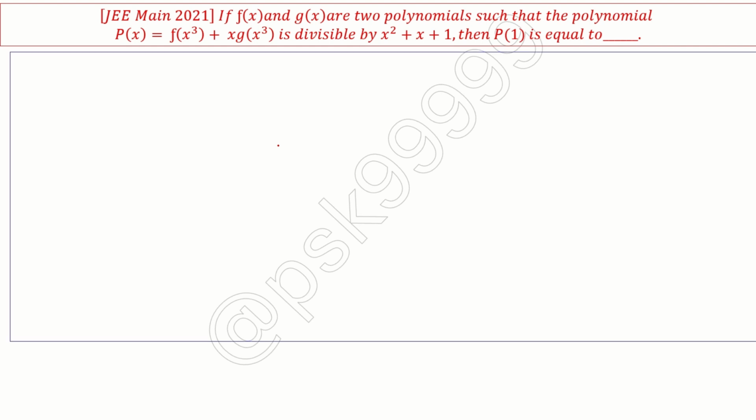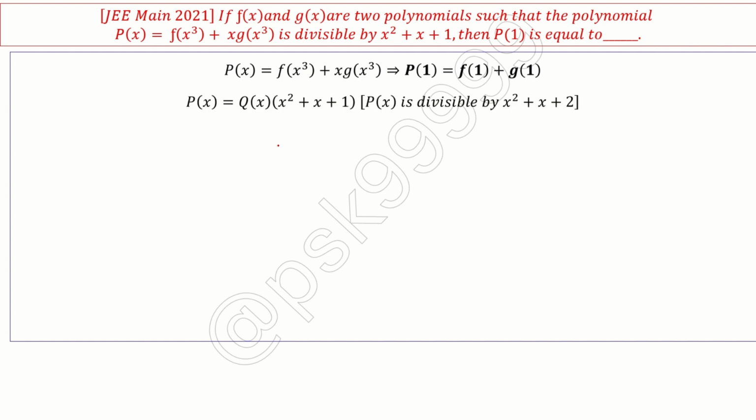Okay, so let's see now. First, p(x) is given as f(x^3) + x g(x^3). So I'll first take 1, which is simple, right? p(1) = f(1) + g(1). So I need to find p(1), which means I need to find f(1) and g(1). That's it. So how do you find p(1)? p(x) is divisible by x^2 + x + 1.